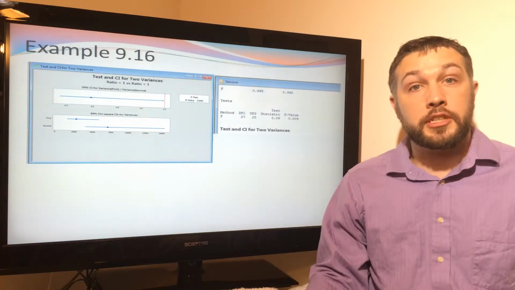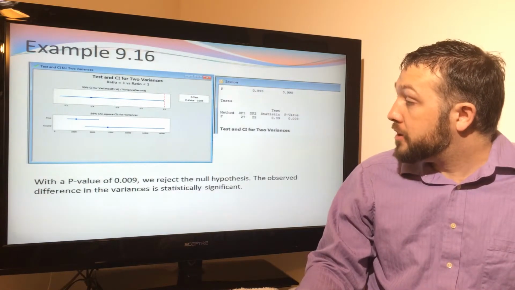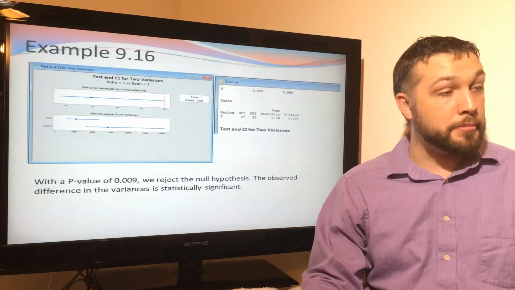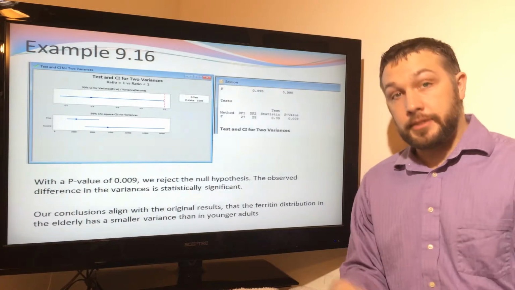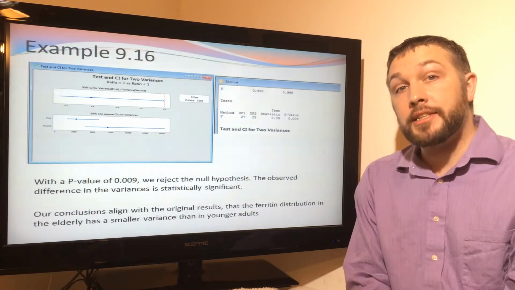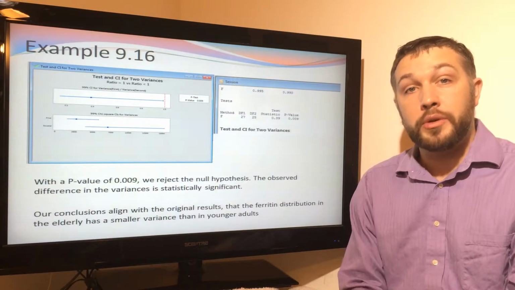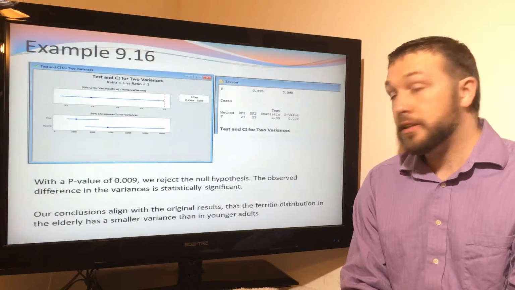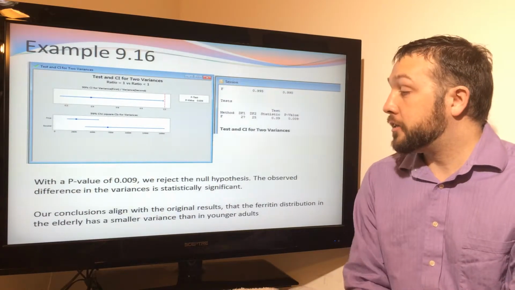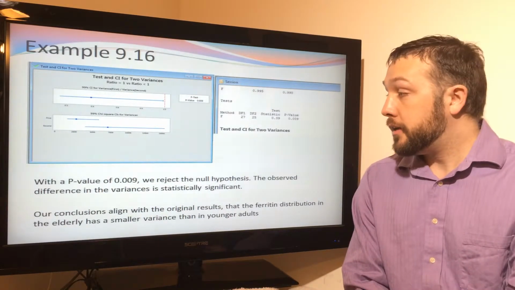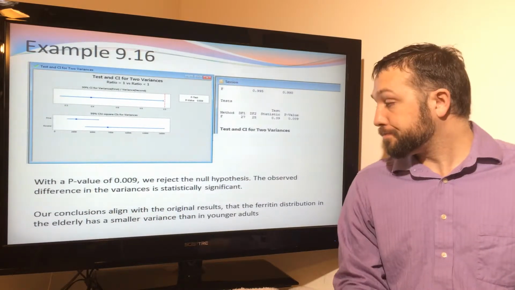Yes, here's the results we just saw included in the slides. P-value of 0.009. We reject the null hypothesis. Okay, and if we reject the null hypothesis, again, let's refresh our memory. What does that mean in this context? It means we don't think the variances are equal. We adopt the alternative hypothesis that the iron content in elderly gentlemen has less variability than those of younger men.